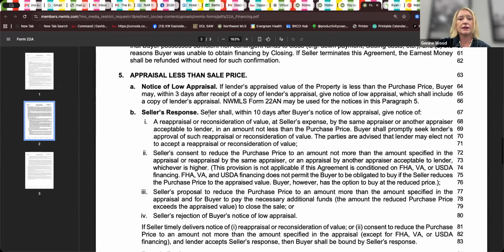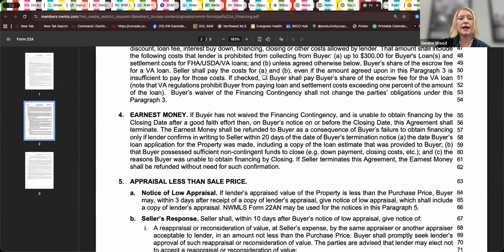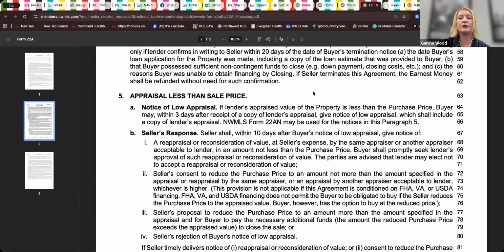Let's see here. Appraisal less than sales price. If the lender's appraised value of the property is less than the purchase price, buyer may within 3 days after receipt of a copy of the lender's appraisal give notice of low appraisal, which shall include a copy of the appraisal and serve Form 22AN, which is 22A is the form and the N means notice. I'm giving seller notice that my appraisal came in low. If they do not do that within 3 days, they have to pay the difference.